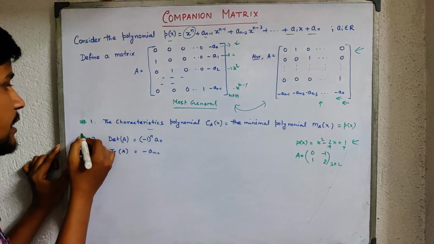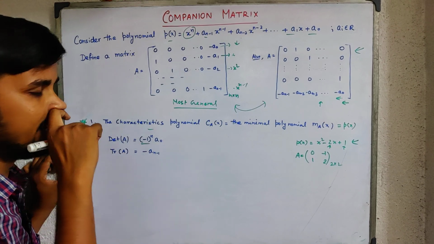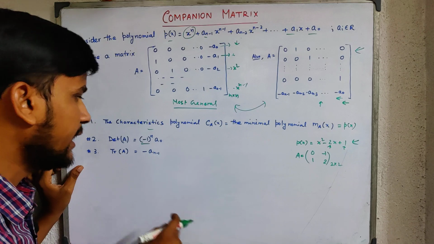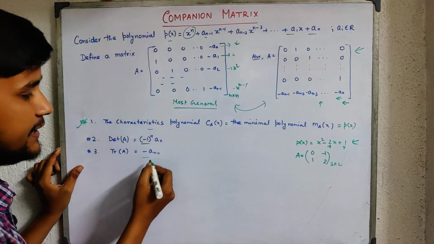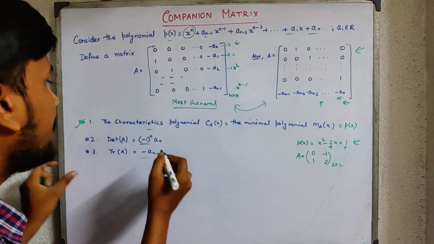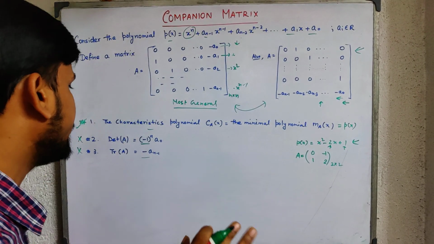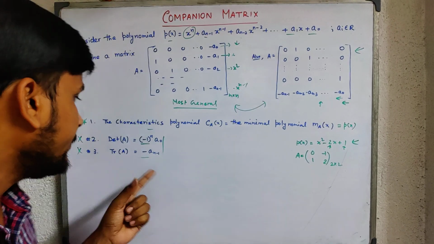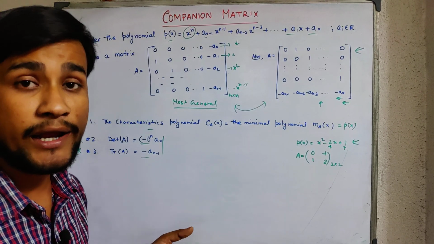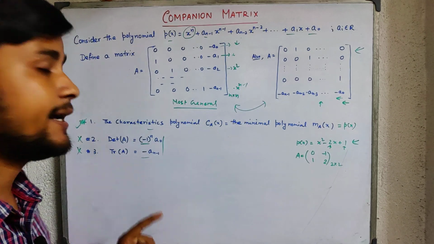Now number 2 is the determinant. Determinant of A is (-1) to the power n into a0, where n is the order of the matrix or degree of the polynomial, and trace equals -a(n-1), that is the coefficient of x to the power n-1 with a negative sign. But I say you don't need to remember these two formulas, because you can definitely find the determinant and trace of that matrix without them.